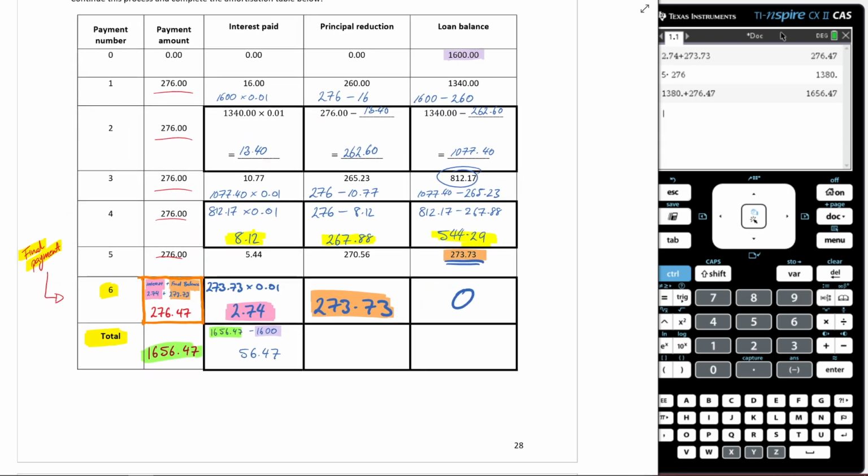So $56.47. Again, you don't have to write anything here nor here, because it doesn't make any sense to talk about the principal reduction total nor the loan balance total. So that's it. We are now done with our amortization table for this reducing balance loan.